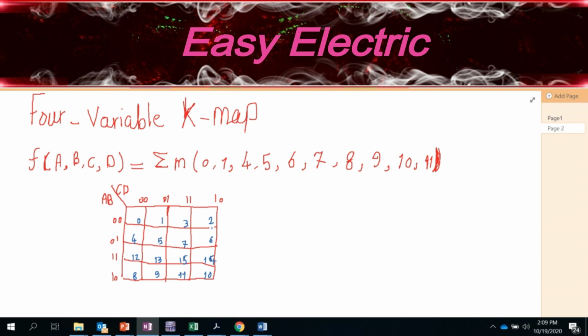So let's change the color, similar with the 2 and 3 variables. Just take a look at whatever you have here, and whatever you have as a minterm, you should put here as a 1. So minterm 0 should be 1, minterm 1 should be 1, minterms 4 and 5 we have 1, we have 6 and 7, we have 8 and 9, and we have 10 and 11.